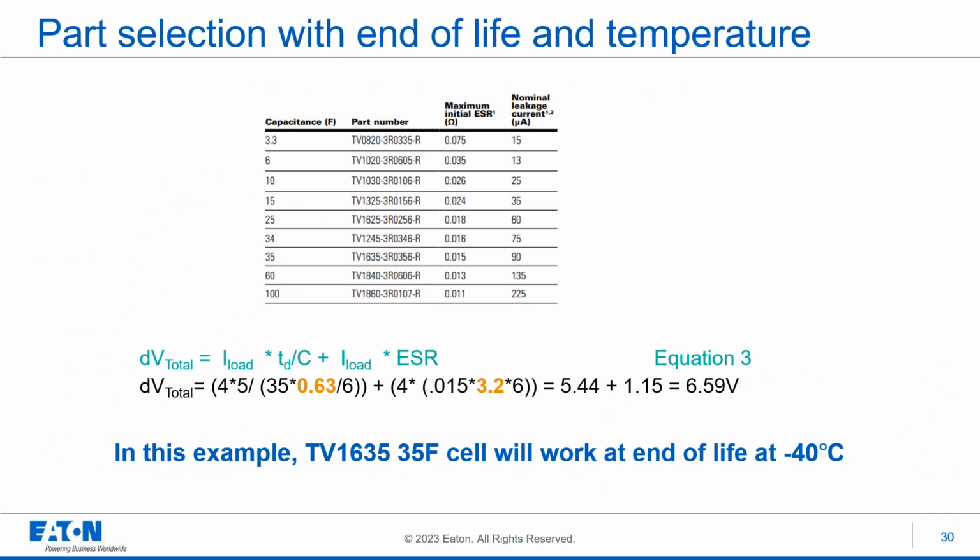To solve this problem, we go back to the product selection and pick a 35 farad cell. This gives us specifications of 35 farads and 15 milliohms, which we can then calculate for a 6.59 volt drop. This is within the 7-volt system specification. So we again have a working design.